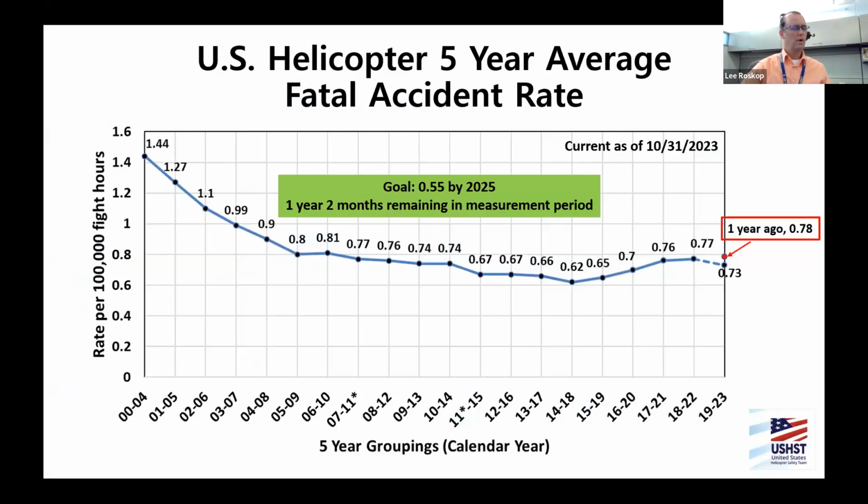Just an overview of where we're at in terms of the U.S. Helicopter Safety Team's goal to reduce the 5-year average fatal accident rate in the U.S. to 0.55 per 100,000 flight hours by 2025. You can see on the far right side of the chart, we currently are sitting at 0.73 per 100,000 flight hours, and we've got just over a year left in the goal measurement period.